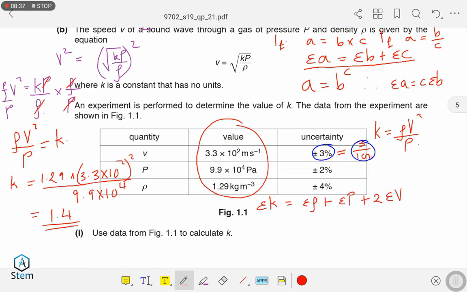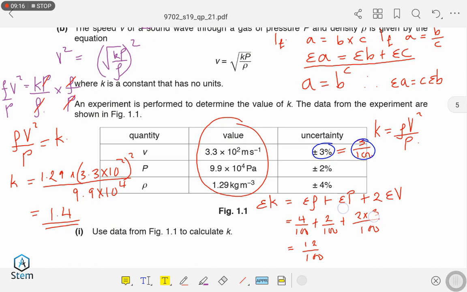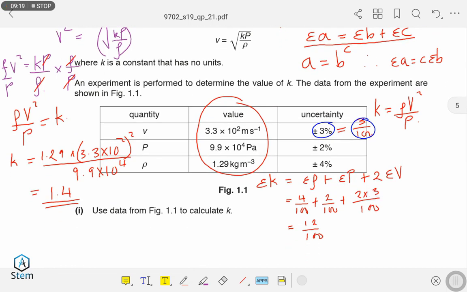All right, so fractional uncertainty of rho would be 4 divided by 100 plus fractional uncertainty in P, it will be 2 divided by 100 plus 2 multiplied by fractional uncertainty in V, which is 3 divided by 100. These values are going to add up to give us 4, 6, 12. 12 divided by 100. So the fractional uncertainty in K is 12 divided by 100, which is 12%.